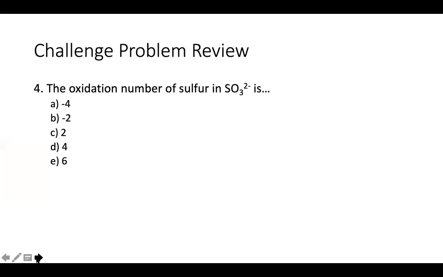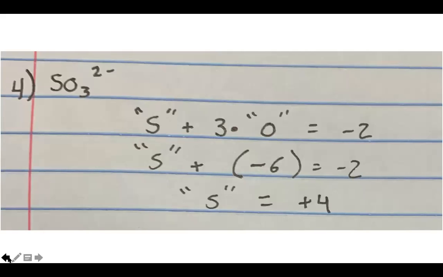Okay. So last time we kind of looked a little bit at redox. So this was just kind of a multiple choice redox question. What is the oxidation number of sulfur in SO3 2 minus? And so the answer to that, oh, sorry that it's a little bit blurry, is that it's positive 4.